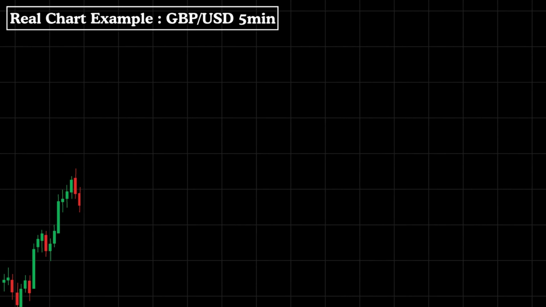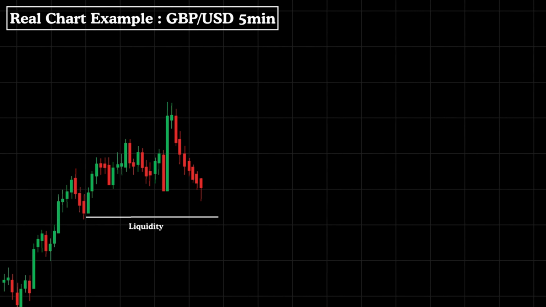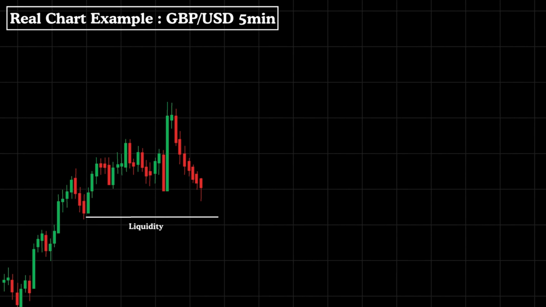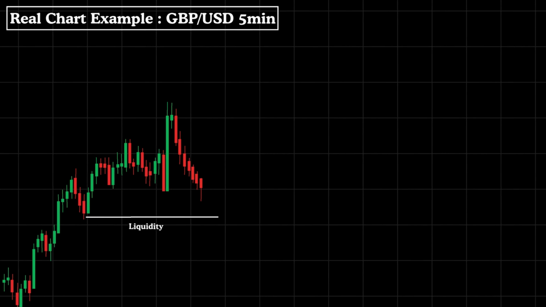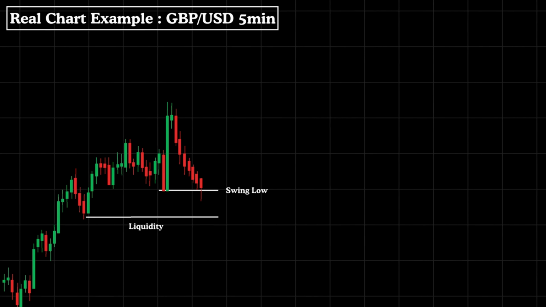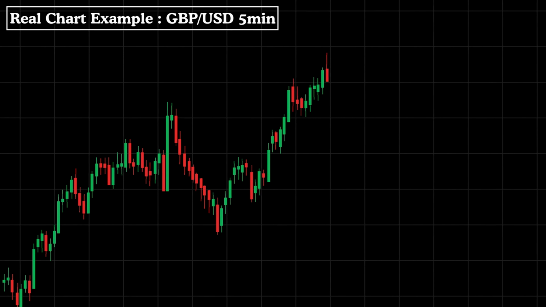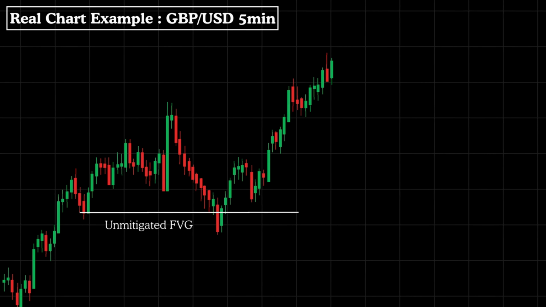Let's break down a real-world example using the 5-minute chart of GBP/USD. The pair is clearly trending upward with multiple bullish break of structure moves. Suddenly, price dips under a recent swing low, seemingly showing weakness, but instead of dropping further, it taps right into an unmitigated bullish fair value gap just below that low.